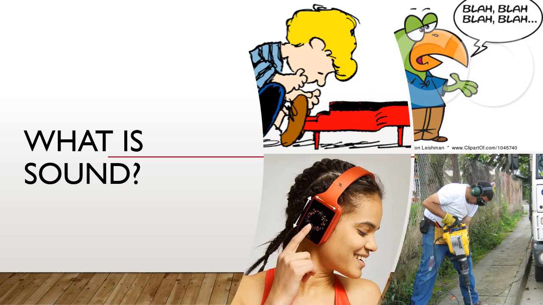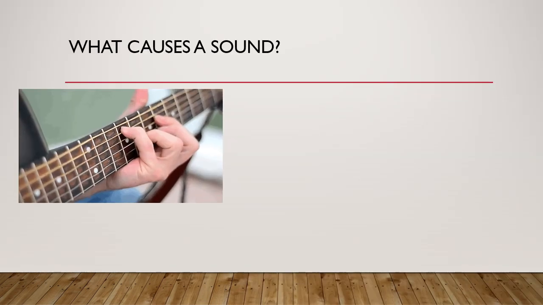Okay, everybody, so here's our video about sound and resonance, discussing what the properties of sound are and what we're looking at. So we think about different types of sound. We've got pianos, headphones, parrots talking, jackhammers, all sorts of different sources of sound. And what really causes that sound to exist? Well, it's vibrations.